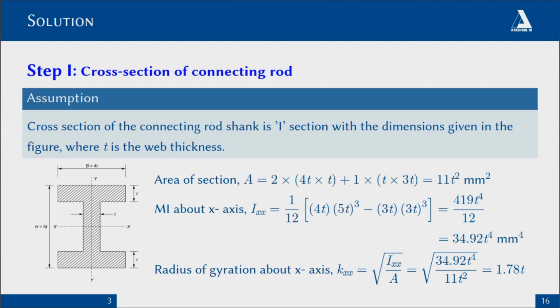The moment of inertia about the x-axis can be obtained as 419 T raised to 4 divided by 12, or 34.92 T raised to 4. The radius of gyration about the x-axis, kxx, can be obtained as square root of Ixx divided by A, that is 1.78 T.